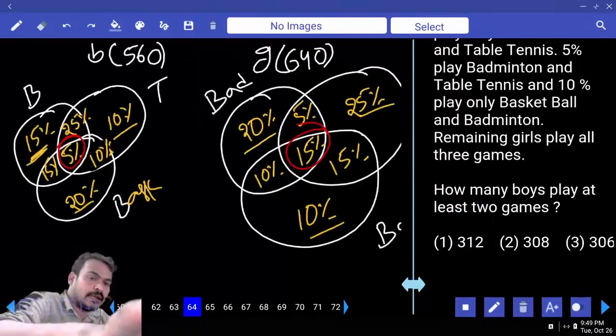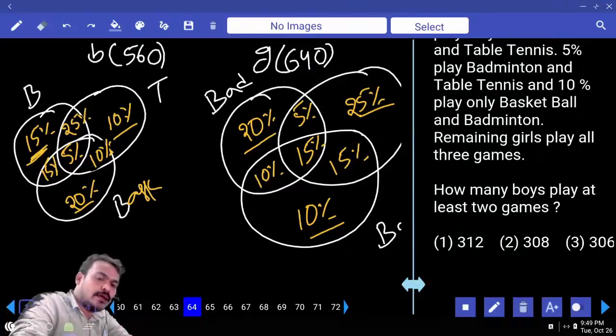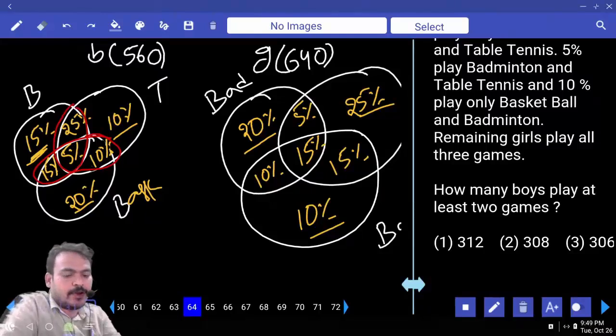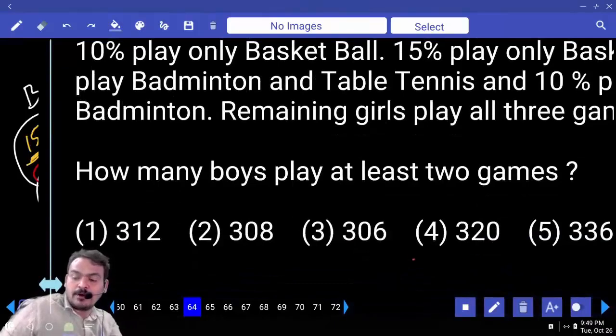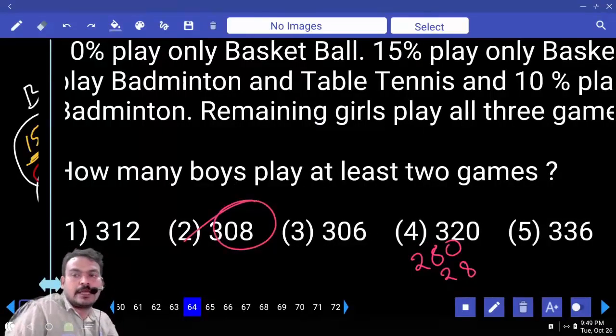At least 2 games means minimum 2, maximum 3. We take only the combination values. Only combinations: 25 plus 5, 30 plus 10, 40 plus 15, 55. 55% of which value? 560. What is the 50% value? 280. Again 5% is 28. 280 plus 28 is 308. Which option? Second one.